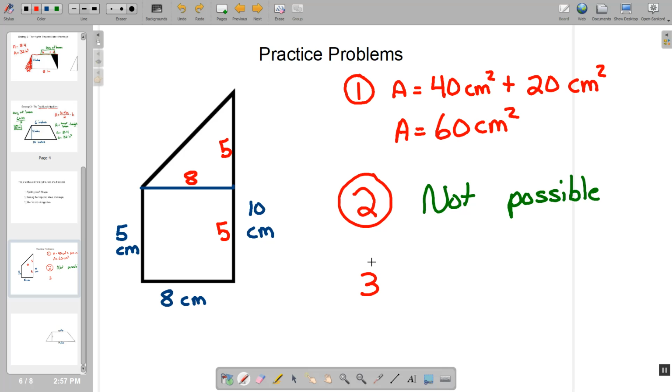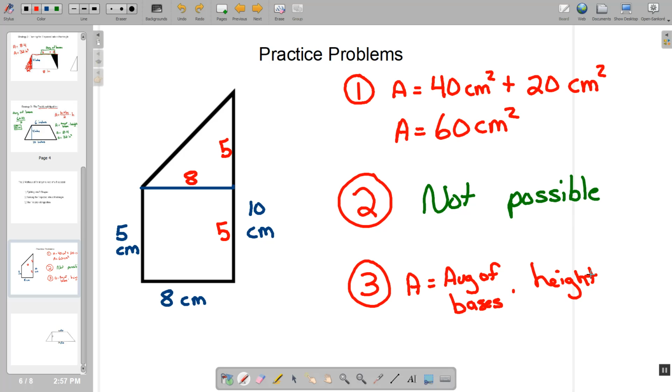Strategy number 3 is simply the traditional algorithm, which is the average of the bases times the height of the trapezoid. Well, the average of the bases is going to be 5 plus 10 divided by 2. Or, what number is halfway between 5 and 10? Either way, you're going to get 7.5.